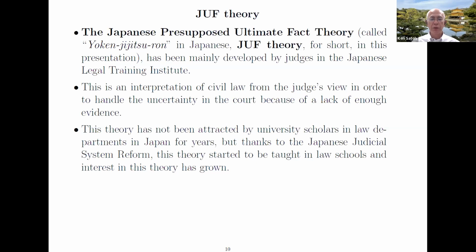Unfortunately, this theory had not attracted university scholars in law departments in Japan for years, but thanks to the Japanese judicial system reform, this theory started to be taught in law schools, and the interest in this theory has grown. It happened in 2008, and from that year, the ultimate fact theory became somehow popular.